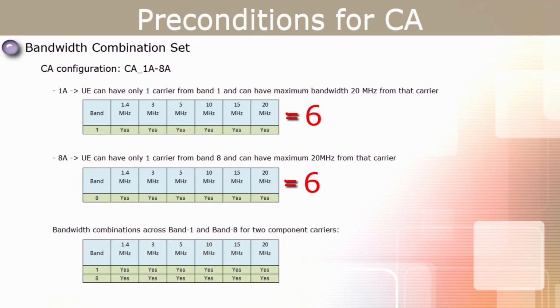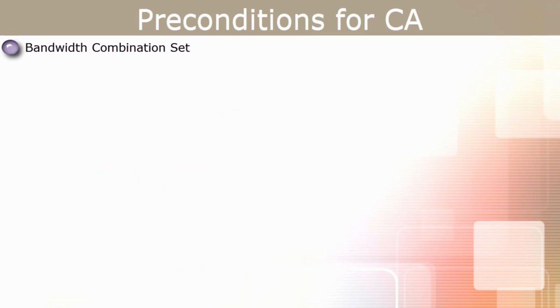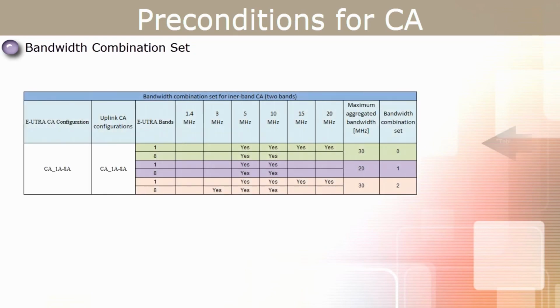Now you can think, there could be a large number of combinations of bandwidth allocation to the UE across these two bands. If we do the mathematics, we get 36 possible combinations of bandwidth across these two bands for two component carriers. Therefore, 3GPP has defined all the valid bandwidth combinations for all the possible CA configurations. These tables for allowed bandwidth combinations are quite big, so I have taken this small segment from a table to give you an idea about the bandwidth combination set.